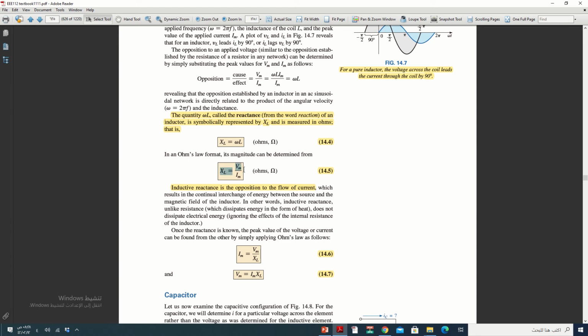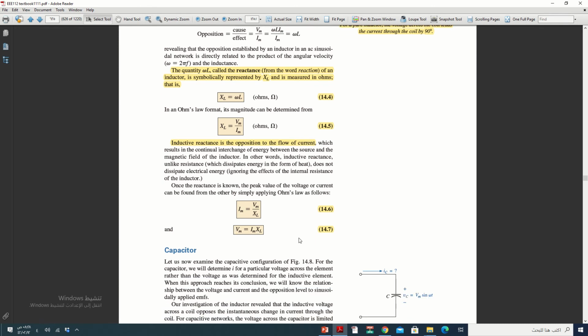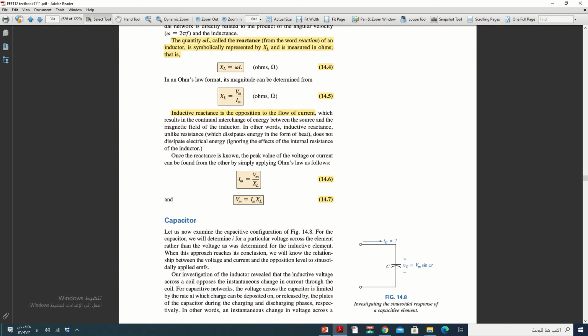From this formula, you can write Im = Vm over XL, or Vm = Im XL. You can say it's Ohm's law. What about the capacitor? We have the voltage Vm sine omega t, and we need to find IC.